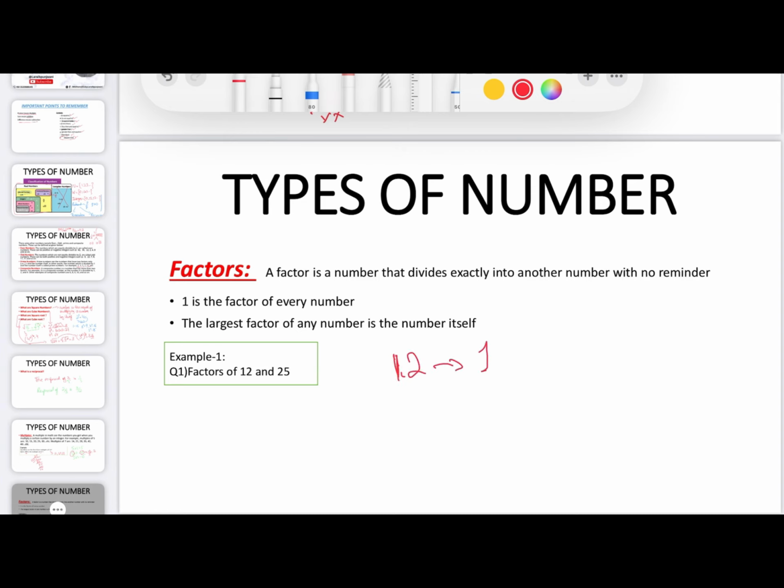So I have 1, as the first point says that 1 is a factor of every number. We have 2, because 12 divided by 2 gives us 6, no remainder left. 3: 12 divided by 3 is 4, no remainder. 4: 12 divided by 4 gives us 3, no remainder. So this is very important, because of the no remainder. Then 6, and the last one is 12, as the second point says the largest factor of any number is the number itself. So this is known as a factor.